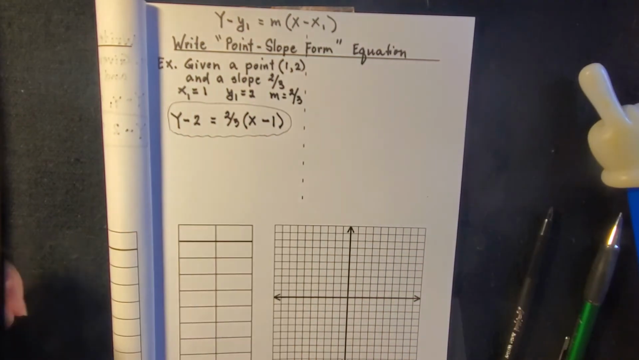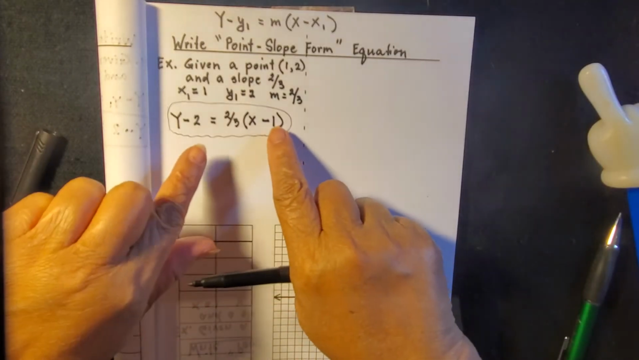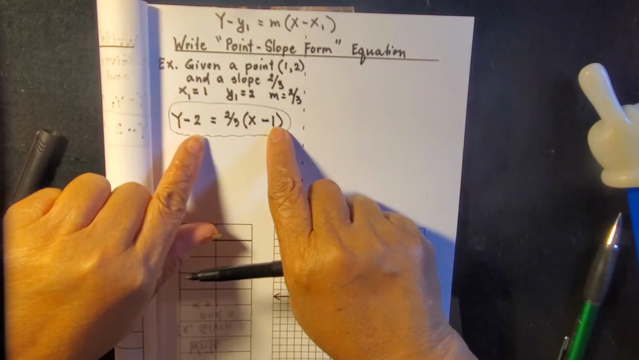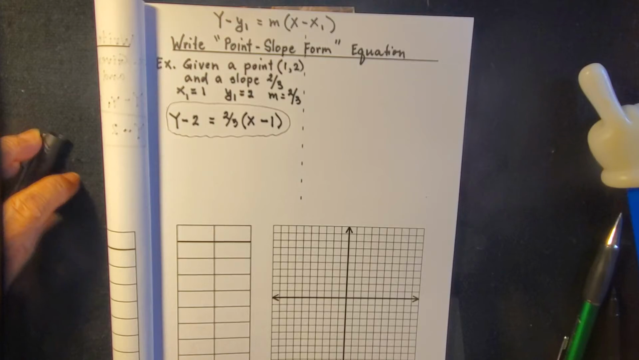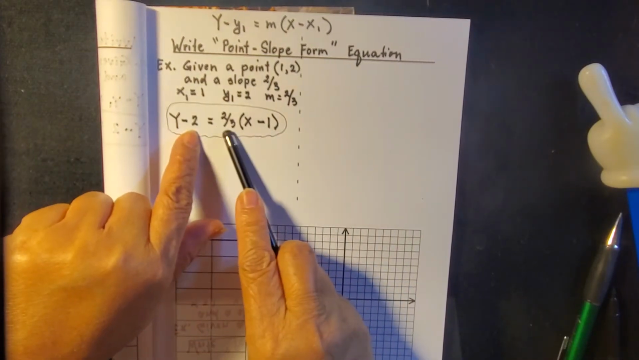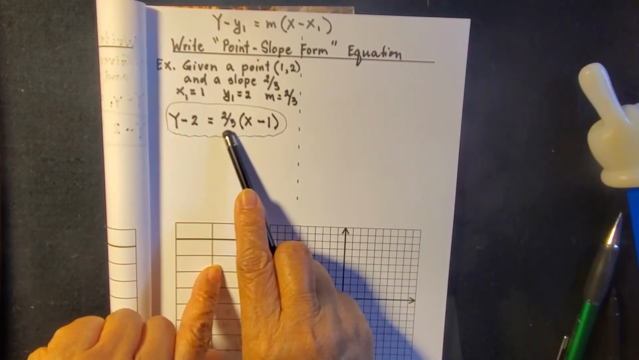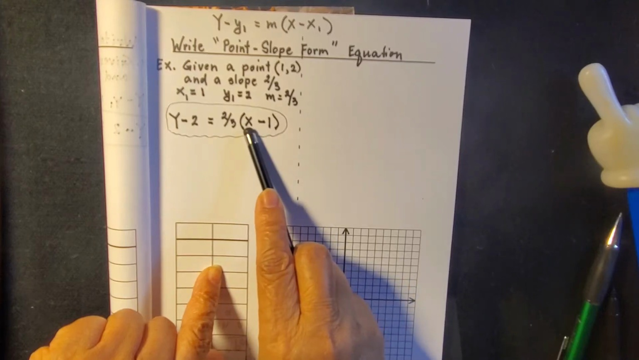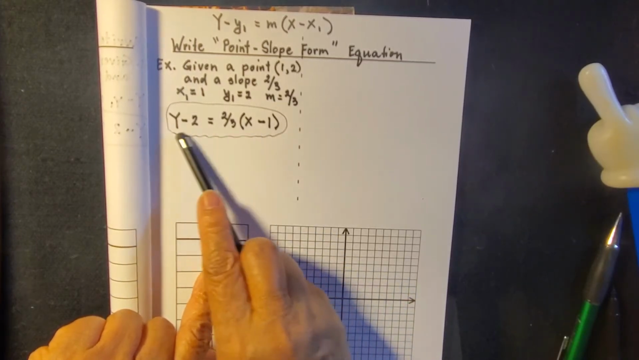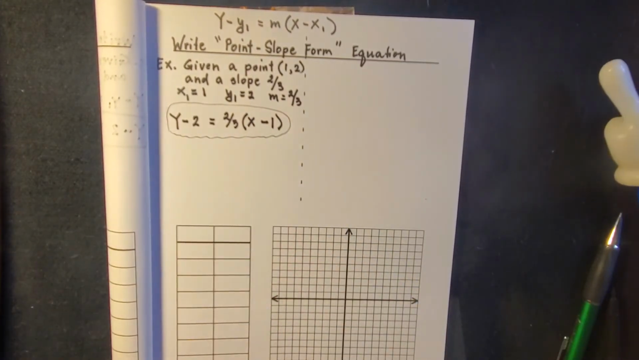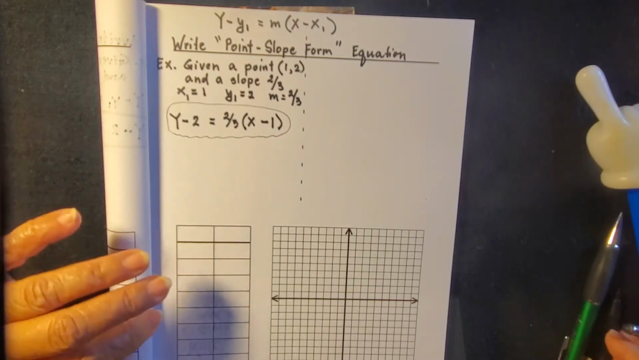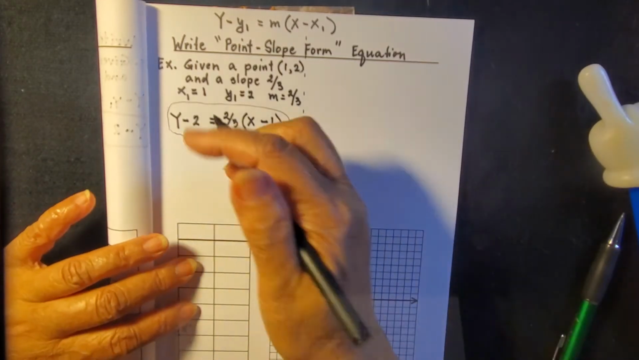So let us look at our answer. I said x1 and y1 are numbers. M is a number, 2/3. And x and y are variables. You don't touch them. So we're done. This is our answer. Okay?